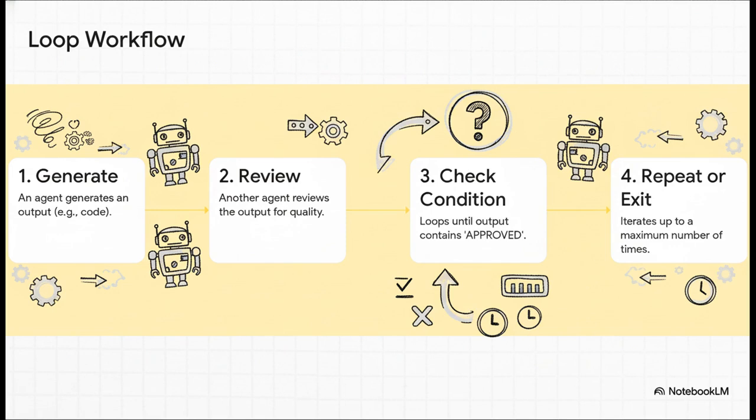And last but not least, we have the loop workflow. This is perfect for anything that needs iteration, like getting something just right. Imagine an agent generates some code, then a second agent reviews it. Then, a simple condition checks. Does the review say approved? If it doesn't, boom, it loops right back to the start and tries again, maybe up to 5 times. This is how you build AI systems that can actually self-correct and aim for a high standard of quality.